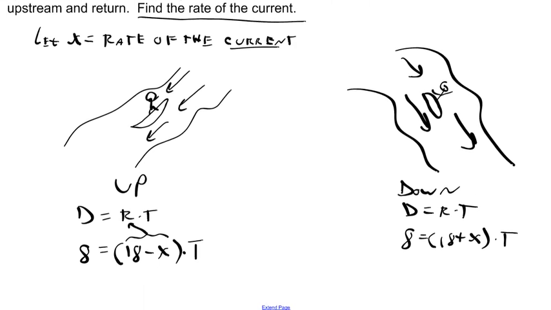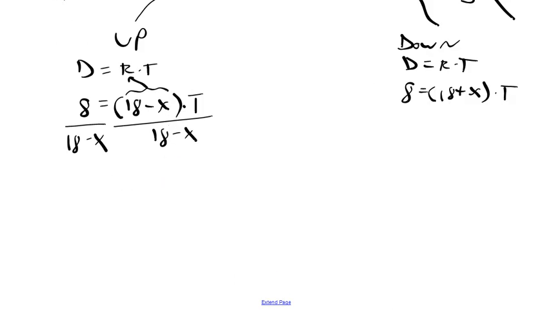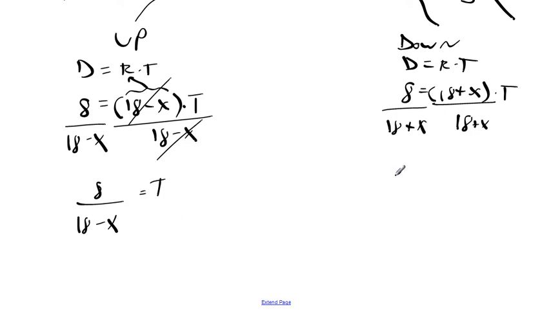So what we want to do now is solve for t for both of these. I'm going to divide both sides by 18 minus x, and basically we're doing the same process as we did last problem here. So those cross out, and I get t equals 8 over 18 minus x. And then over here, let's solve by dividing by 18 plus x. So 8 over 18 plus x equals t. Again, this is the time going up, and this is the time going down.